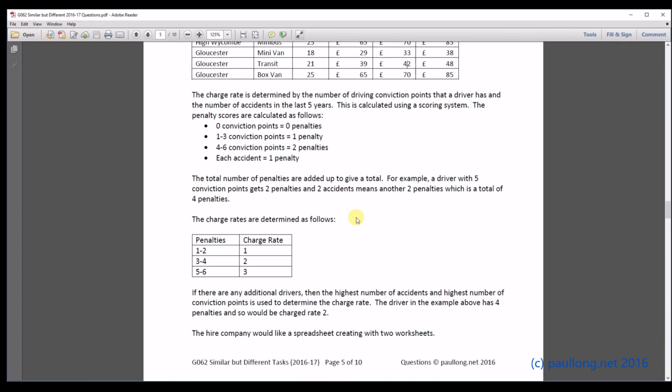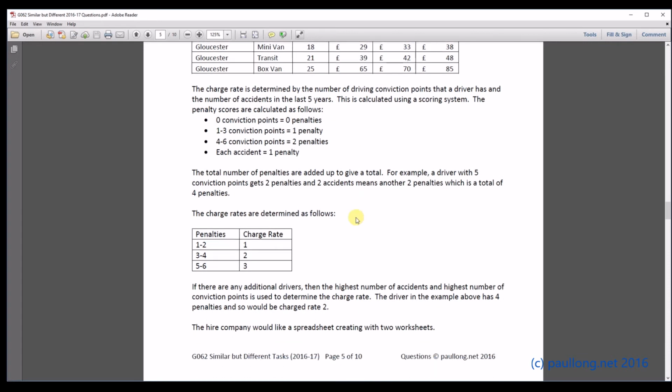Now, if there's additional drivers, it's worked out on the highest number of accidents and the highest number of conviction points to determine that charge rate. And we've seen the example of the driver above.